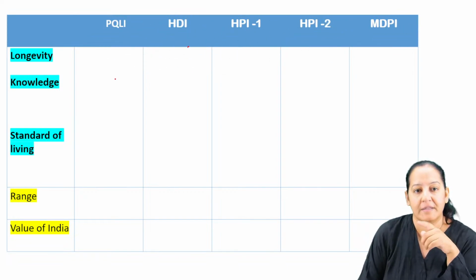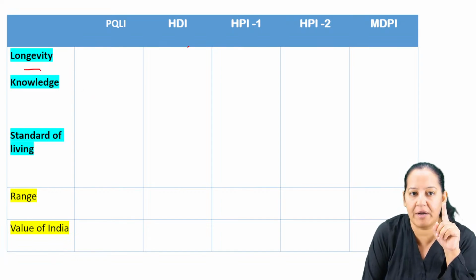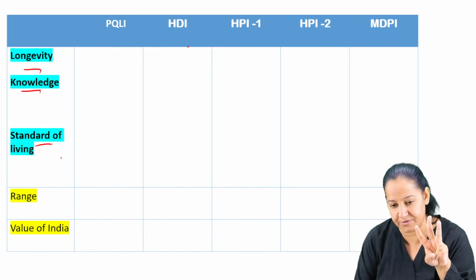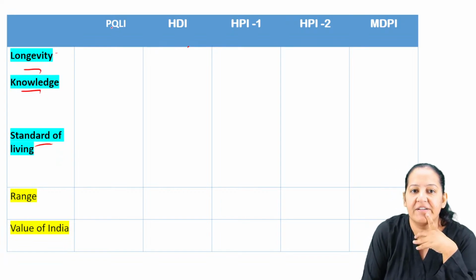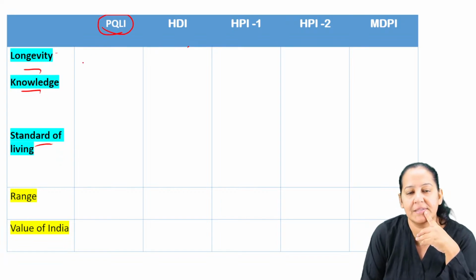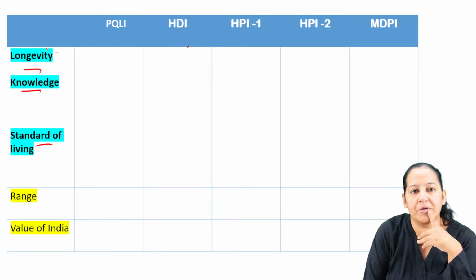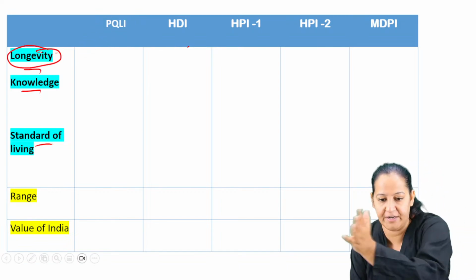You have to tell me. The dimensions are 3 only: longevity, knowledge and standard of living. These are the 3 dimensions. You have to tell me the criteria inside that. So for longevity, first talk about PQLI. First you talk about the longevity. Tell me how we compare the longevity in all of them.